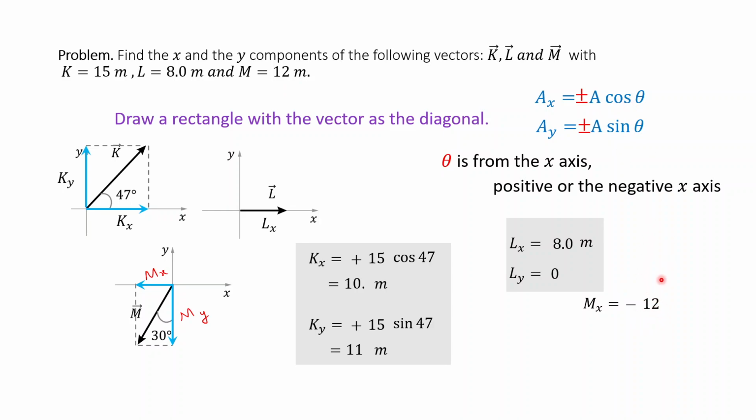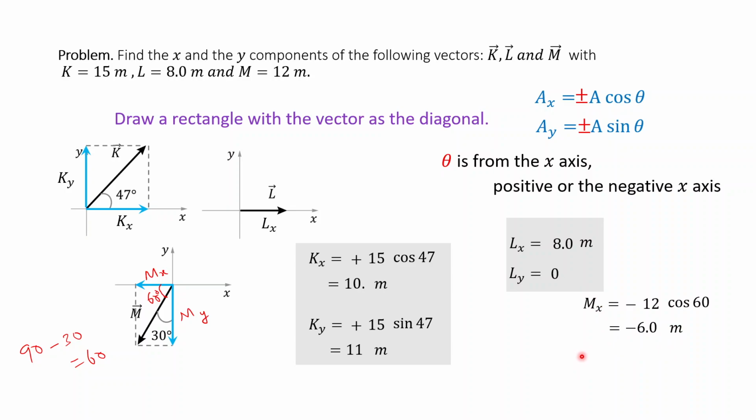Now put the cosine. So here this angle is from the y-axis. But we need the angle, this theta, from the x-axis. So you need to subtract this angle from 90. 90 minus 30 is 60. So this angle is 60 degrees. You need to use this angle here. This is equal to negative 6.0 with the unit.